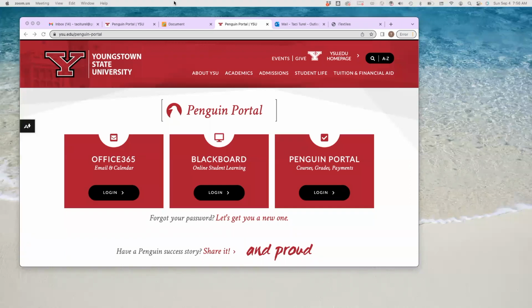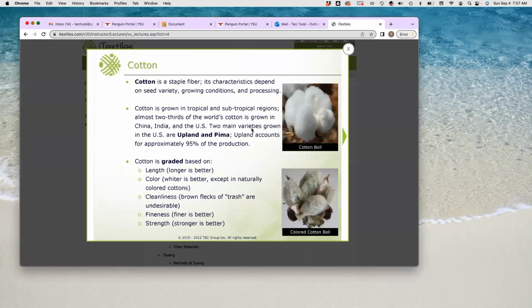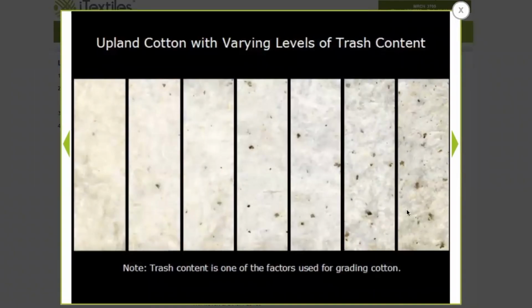Okay, so this is what we have on my lecture slides. If you go to your iTextiles and you go to your cellulosic fibers view, you can also see some nice pictures. So in this picture, you can see the trash content in cotton. This is the cleanest one, so you don't see any dirt particles or anything. So cotton goes through a lot of those cleaning processes to get rid of all of these little pieces.